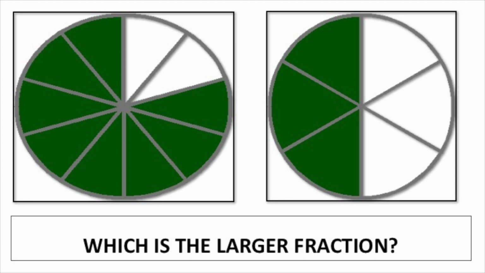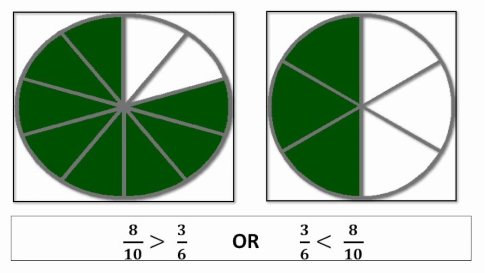8 over 10. You see how the best way to tell is by drawing the circle. Because you can see there's more green in this circle here. So that tells us this fraction is bigger. So we can say 8 over 10 is more than 3 over 6. Or looking at it the other way, 3 over 6 is less than 8 over 10. Okay, let's do one more together.